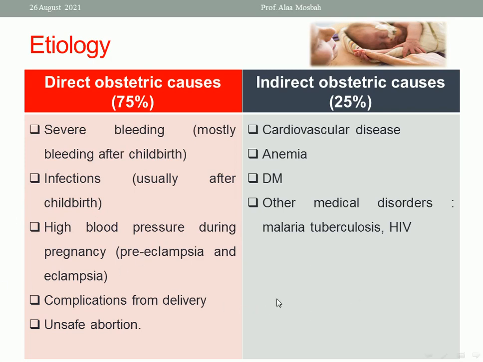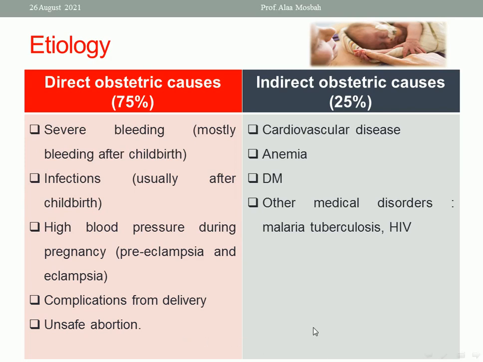Infection, usually after childbirth, with puerperal sepsis, septicemia, and so on. High blood pressure, like preeclampsia, eclampsia. Complication from delivery, either from the delivery itself or from anesthesia, and so on. Unsafe abortion. This is as regards the direct obstetric cause.